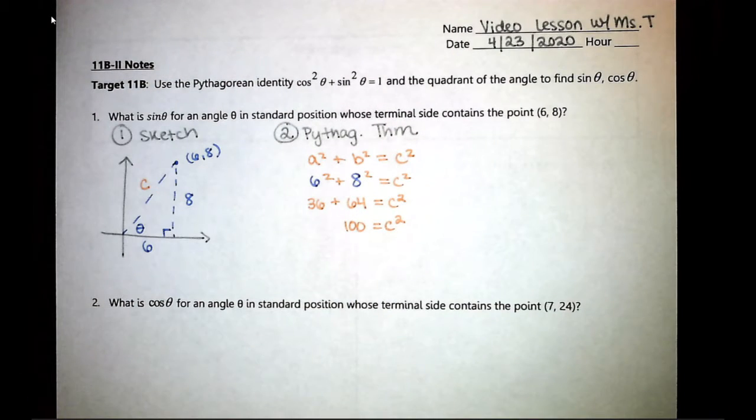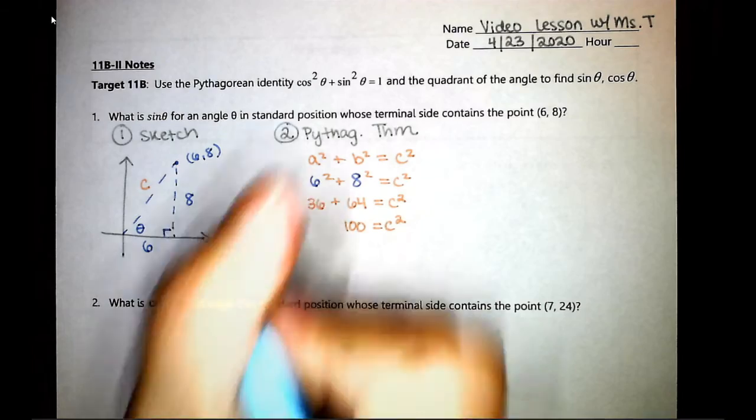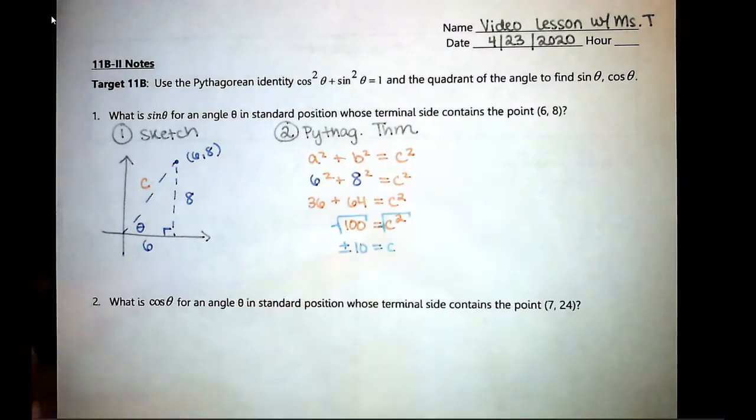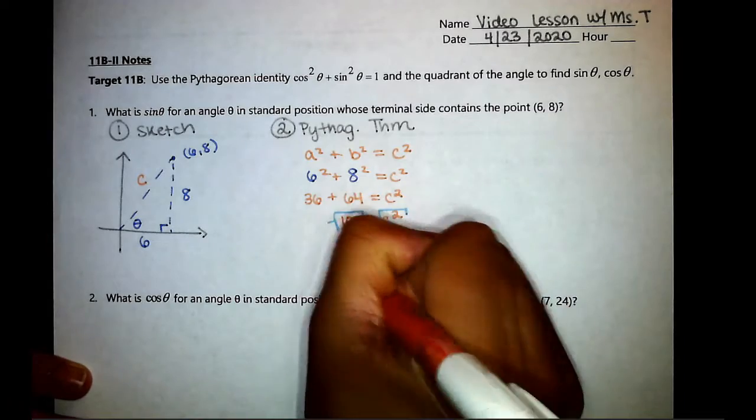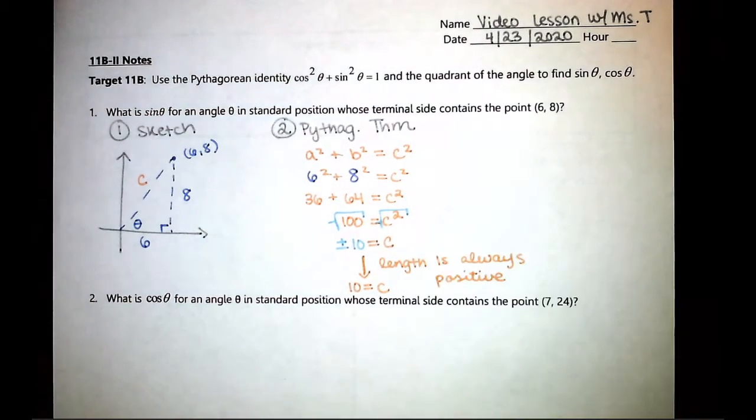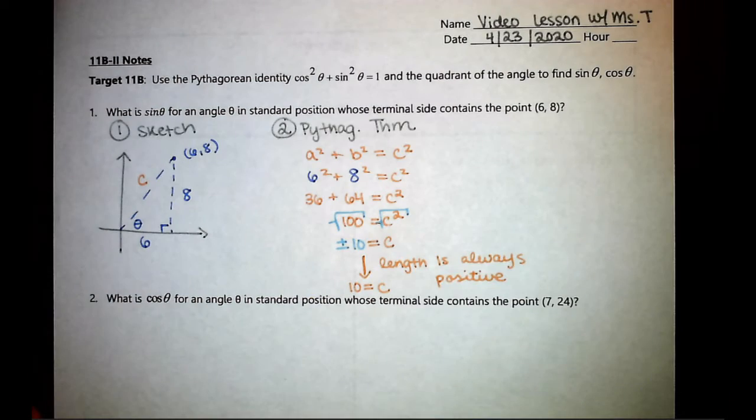In order to get rid of the square, we're going to do the opposite, which is square root. Don't forget the plus or minus on your 10. C only has one value though, not two. In order to figure out which, we need to remember that C is a length, and lengths are always positive.